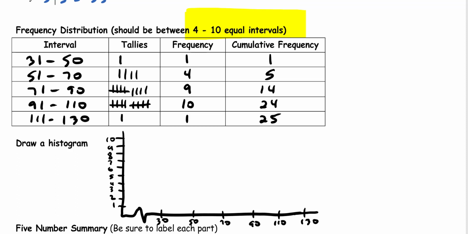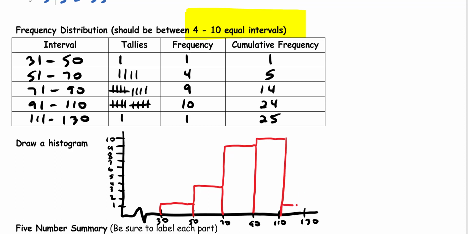So from 30 to 50, really 31 to 50, there's only 1. So we're going to go up 1 here. And then this next one's going to go up to 4. And the next one's going to go up to 9. The next one's going to go up to 10. And the next one is going to go down to 1. There you go. Hey, there's your histogram.